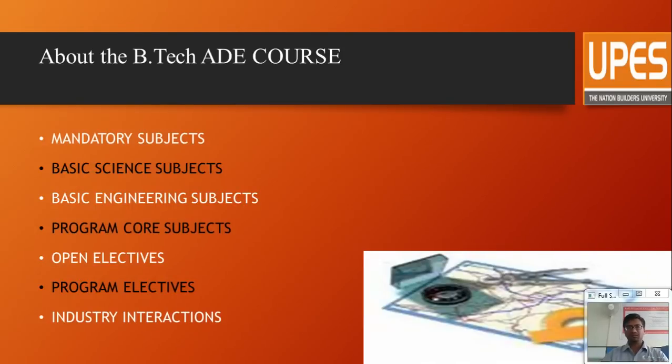About the course detail, the automotive design engineering course is classified according to the following six categories. There are mandatory subjects: basic science subjects, basic engineering subjects, program core subjects, open electives, program electives, and industry interactions. The whole curriculum is designed according to international universities as well. If you want to take admission into any international university after graduation, we have no objection, and we have designed the syllabus according to international universities as well.